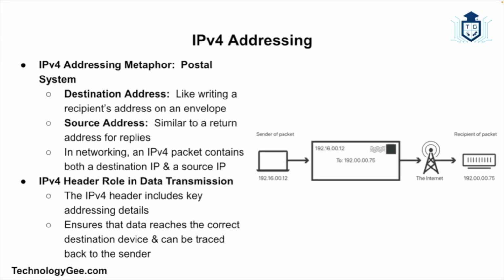Now, devices on an IPv4 network use unique IP addresses to communicate with each other. Metaphorically, you can relate this to sending a letter through the postal service. You place a destination address on an envelope containing the letter, and in the upper left corner of the envelope, you place your return address. Similarly, when an IPv4 network device sends data on a network, it places both a destination IP address and a source IP address in the packet's IPv4 header.